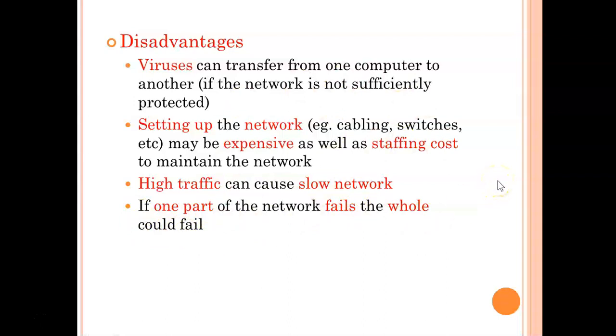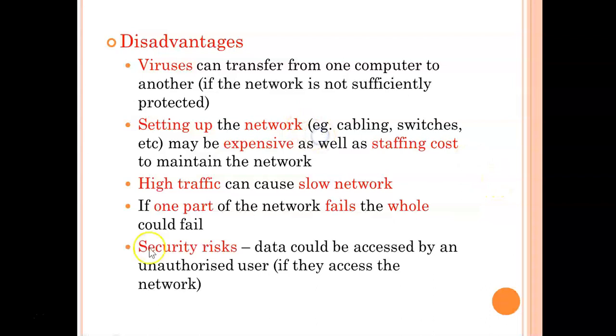So if you have a server, for example, that controls an entire network, if that server fails, the whole network could fail as well. And you have security risks. Data could be accessed by an unauthorized user if they access the network. So a hacker or someone who is not authorized to access your network, if they are able to get into your network from one of these computers, then they could access your information, which you probably won't want them to access.